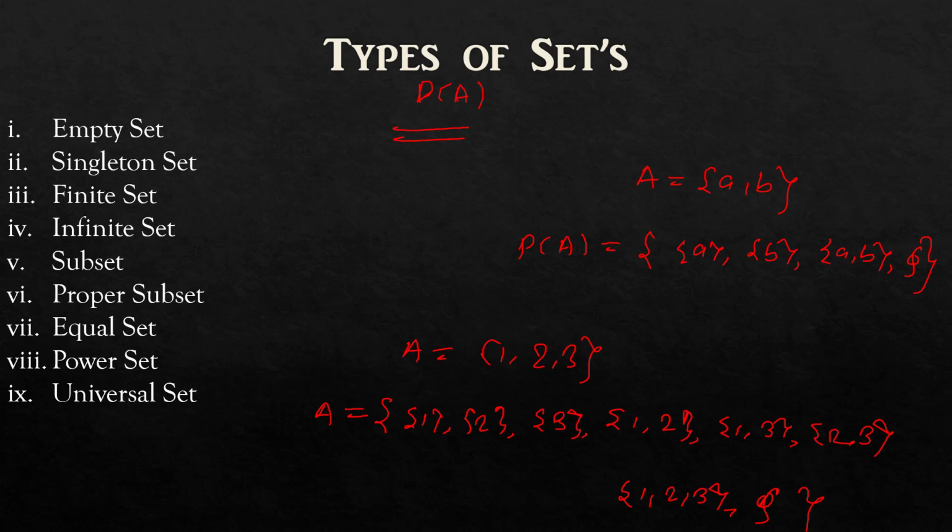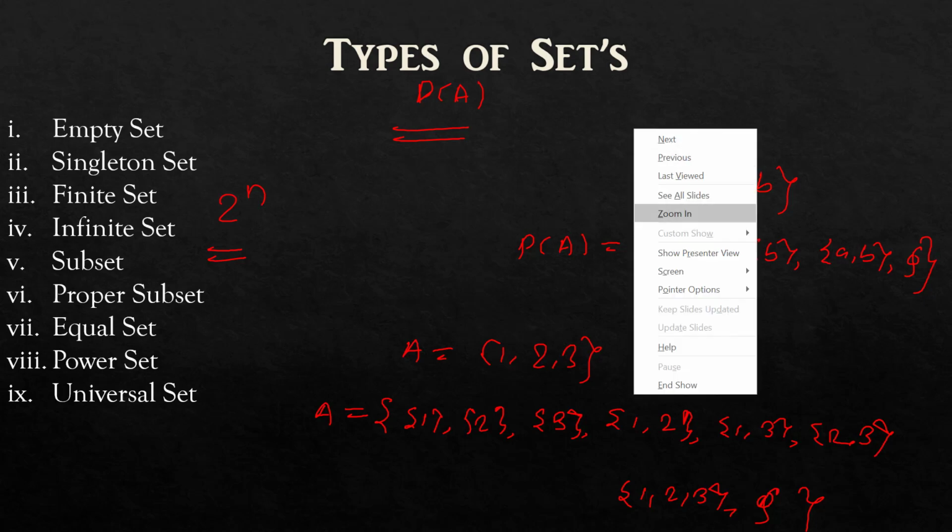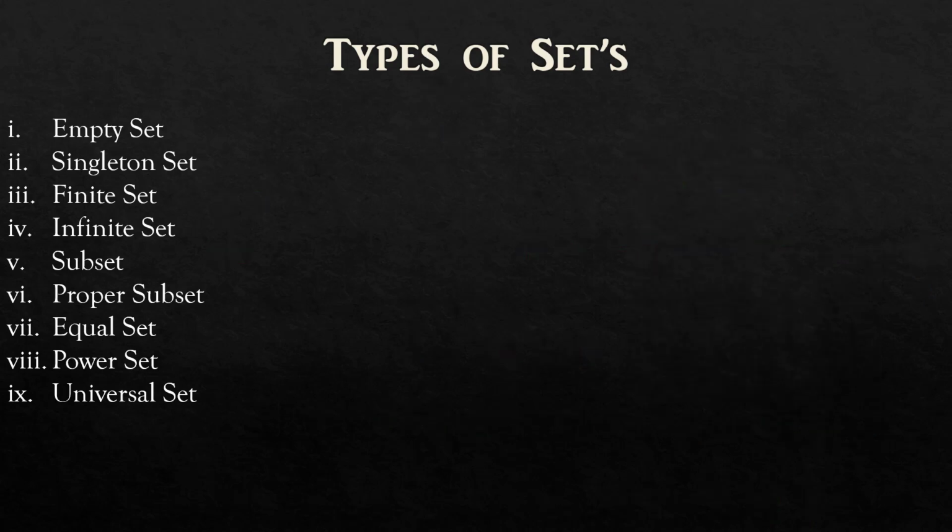So there is one formula to find the total number of elements present in a power set: 2 raised to n. So the total number of elements in a power set is 2^n. Very simple definition of power set: the set of all possible subsets of a given set A is called the power set of A, and it is denoted by P(A).